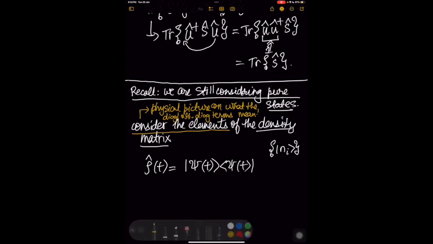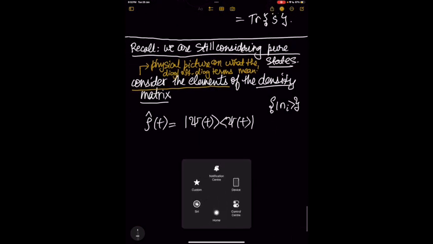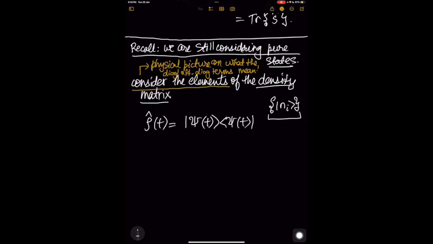So that's why I'm considering the elements of the density matrix. And all the discussions which we do here are applicable to mixed states as well. So all our discussions for pure states are applicable and can be extended to mixed states. So better to have this discussion right here. So I'm considering the basis states, n sub i.